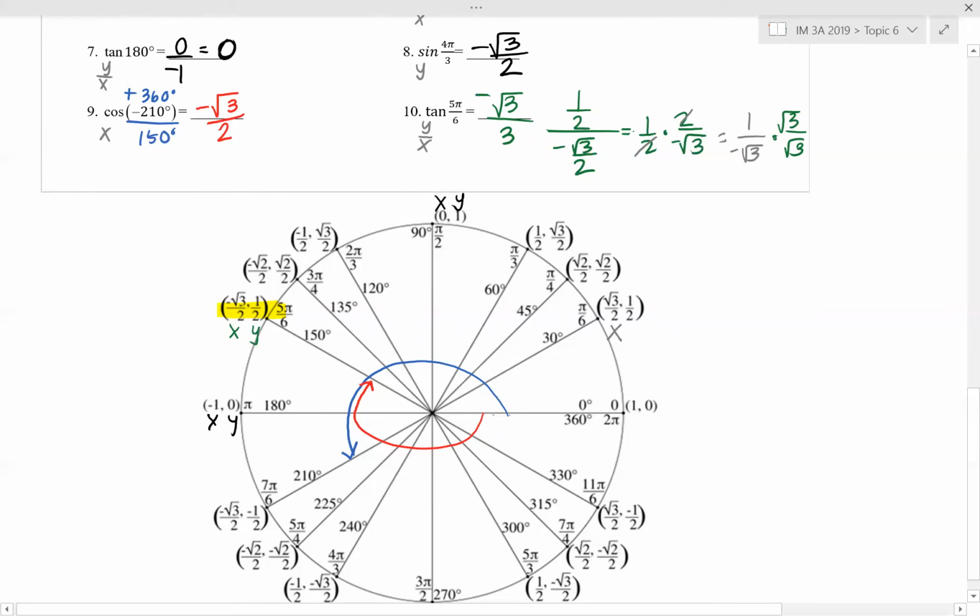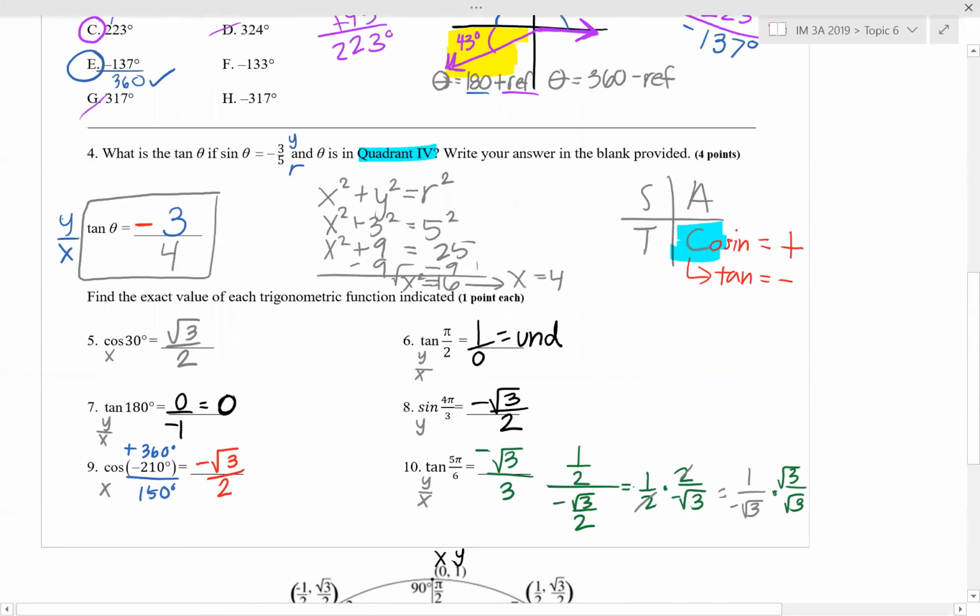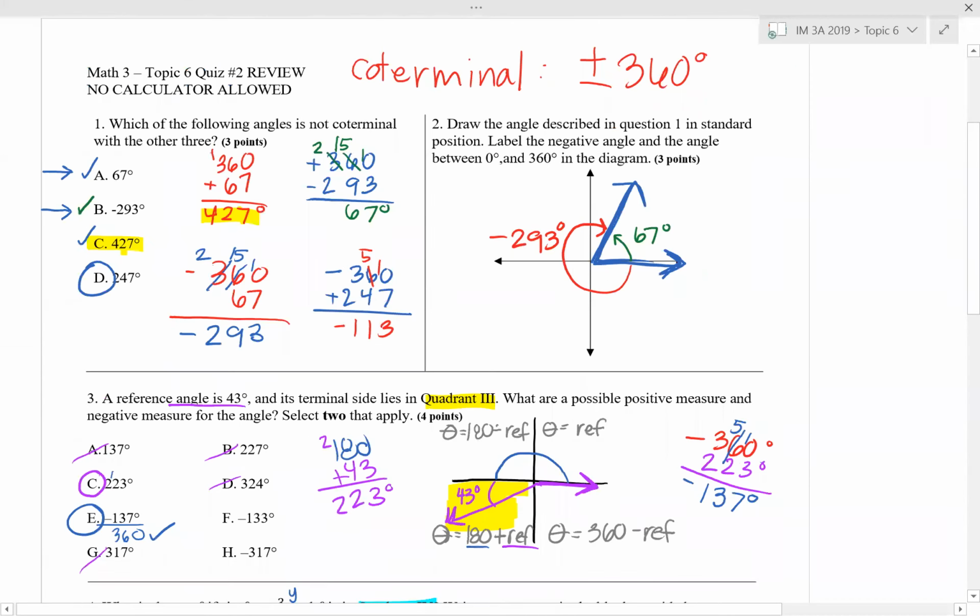And so that's all the concepts that will be on your quiz. So make sure that you know how to do these problems and that you practice the extra problems that are in Pearson.